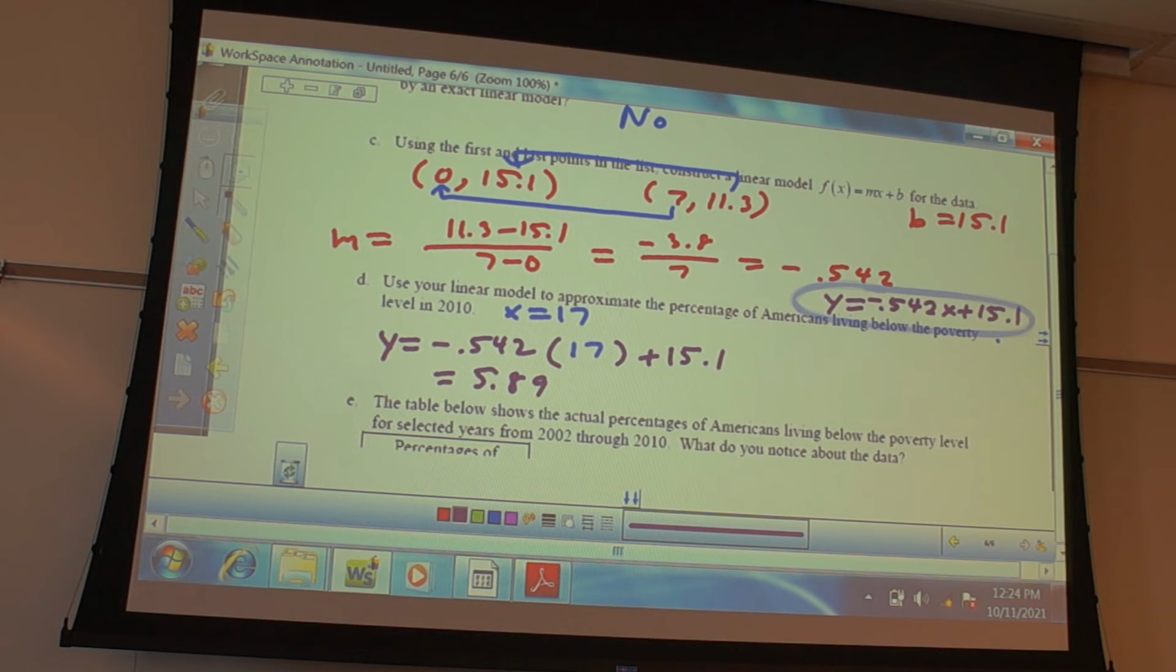Does it matter how many places we carry this out to? Since the problem's answers mostly have one decimal place, we should probably round to the same. So we would say 5.9. You good? Okay. Is everybody all right with that part?